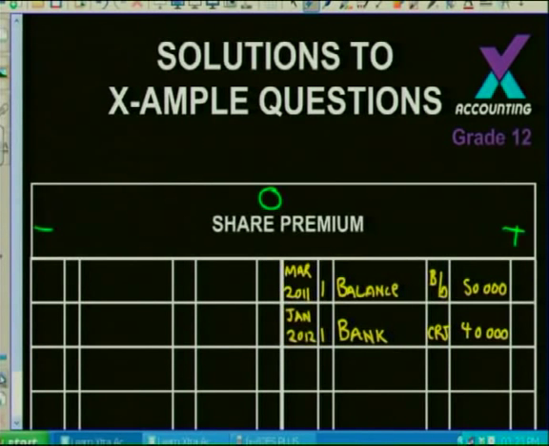Let's go to our next account, share premium. Again, beginning of the year, 1st March 2011, balance brought down the 50,000. You guys remember how we got that 50,000?